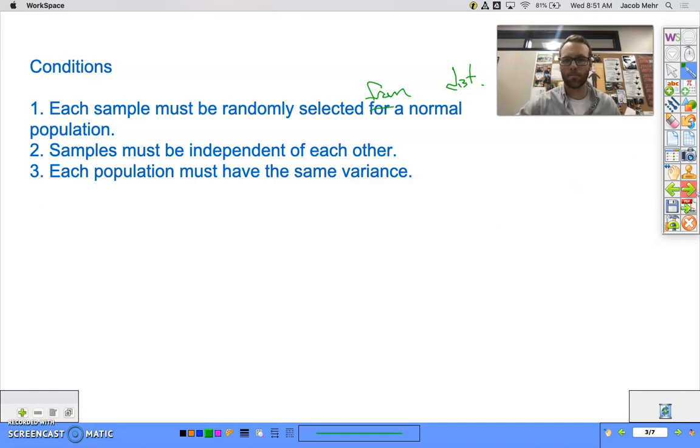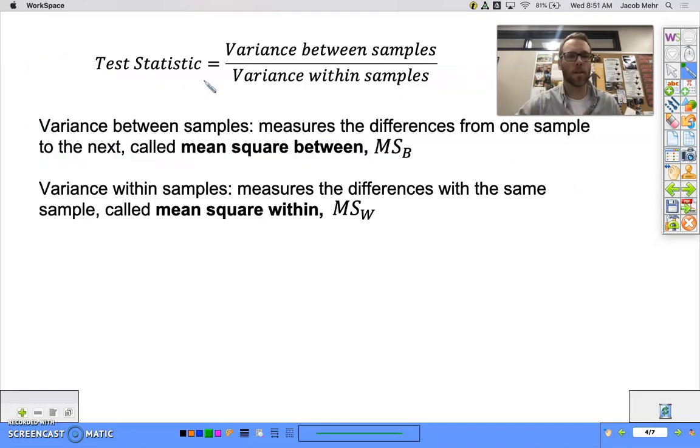All right, so our test statistic is what we call the variance between the samples over the variance within the samples. Now, the variance between the samples is comparing one sample to the next. What do those differences look like, especially when we look at their sample means? How different are their sample means? And then in the denominator, we have the variance within the samples, because each sample that we take is going to have its own variance, its own standard deviation.